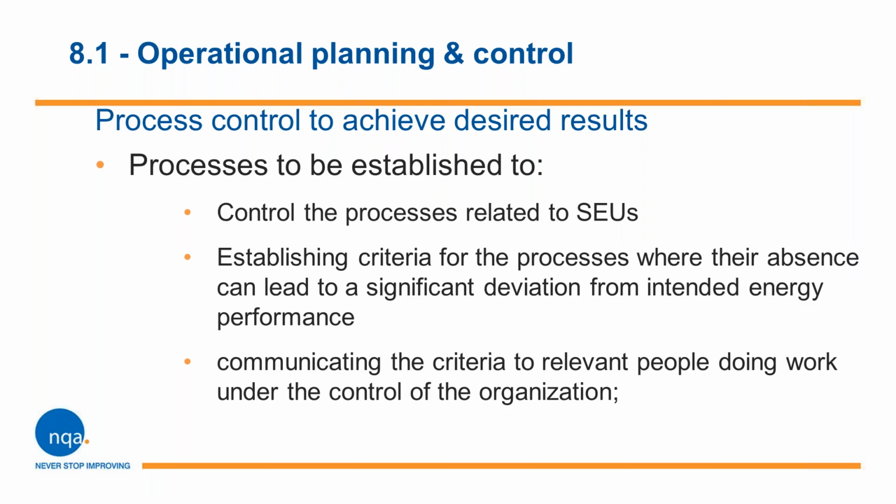Operational planning and control, process control. Having decided how we're going to mitigate those issues we identified at the beginning, how we're going to take advantage of the opportunities and mitigate the things that are going to hinder us, we need to put processes in place to try and make sure that we're going to do that. And that's what operational planning and control is all about.